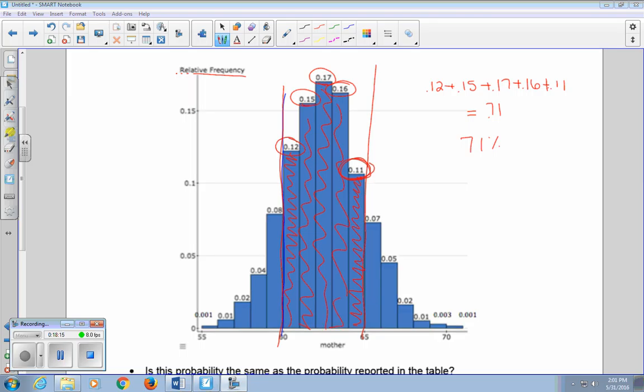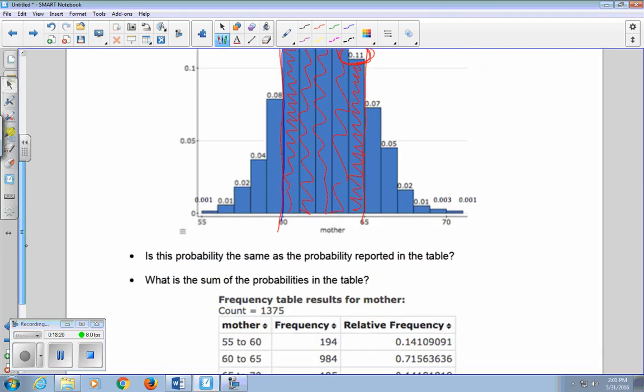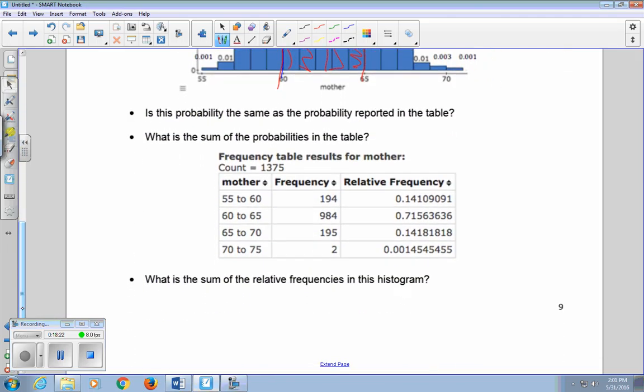Okay. So is this probability the same as reported in the table? So here is a probability distribution in the form of a table, and yes, it is very close. So here in the table, 55 to 60. Oop, I just circled the wrong one. I'm sorry. 60 to 65 is 71.6%.